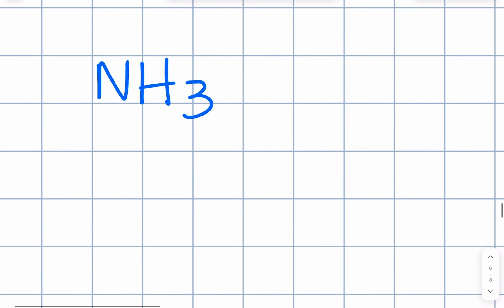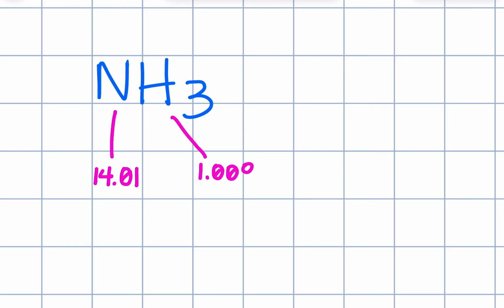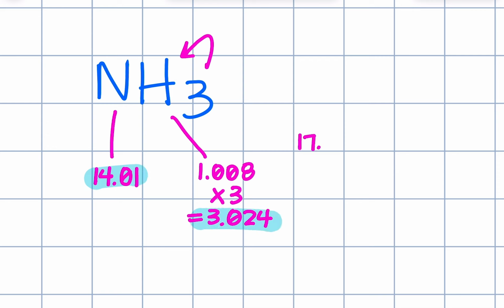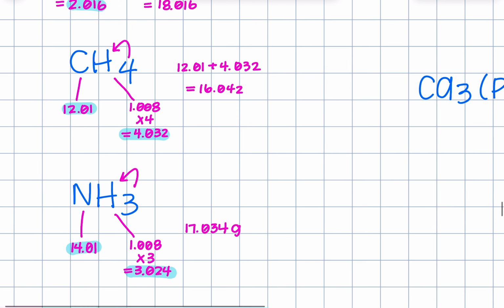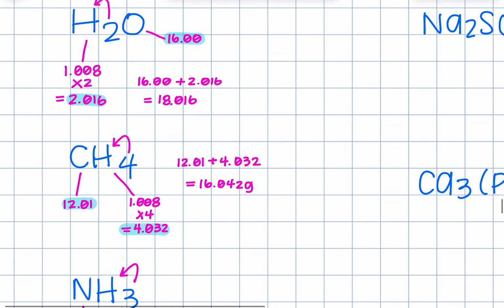All right, let's look at NH3. Nitrogen has a mass of 14.01. Again, with hydrogen, 1.008. Hydrogen gets multiplied by 3. And then I add those 2 numbers together, for a molar mass of 17.034. Now, I have not written this on the previous questions, but our unit for this is going to be grams.